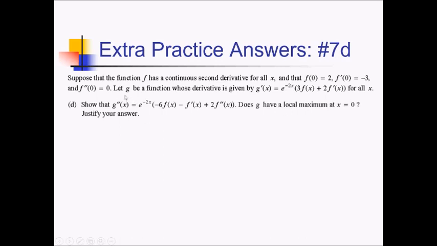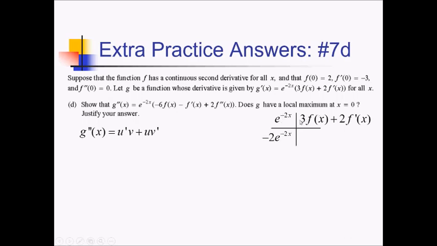Okay, so first, to get g double prime, we start with g prime and take the derivative, and that's going to require the product rule. So let me go ahead and use my product rule here, u prime v plus u v prime. So setting up the box and ribbon, I've got e to the negative 2x, and here this is going to be 3f of x plus 2f prime of x. Derivatives now, e to the negative 2x, that's going to be negative 2 e to the negative 2x.